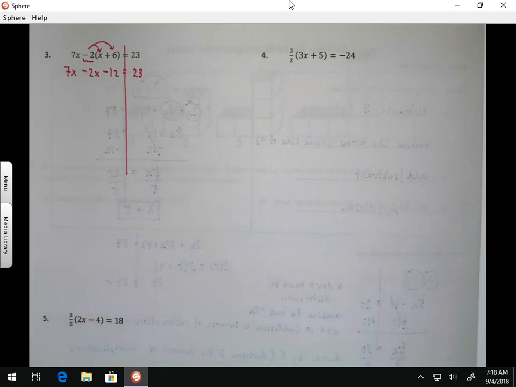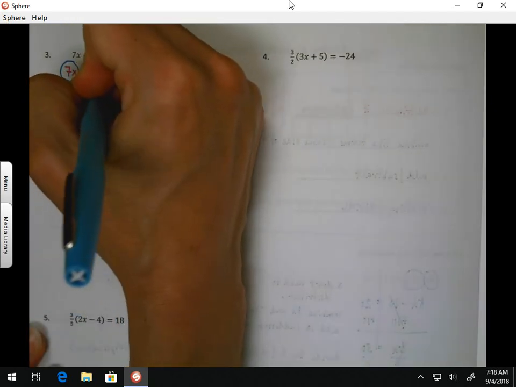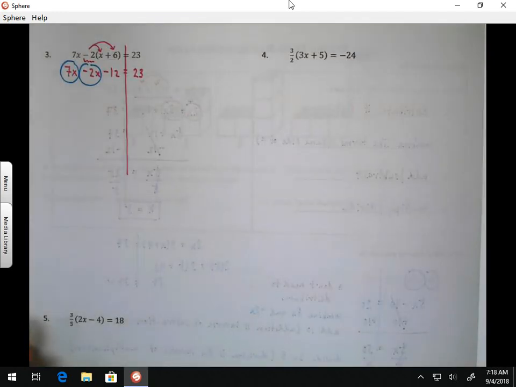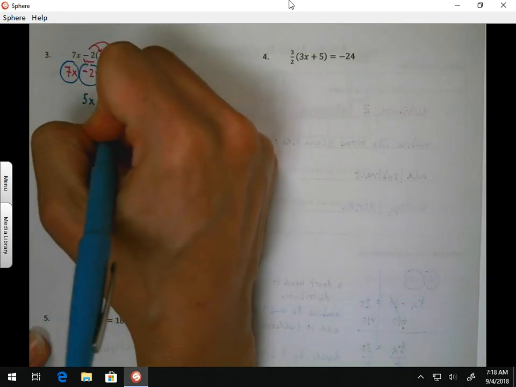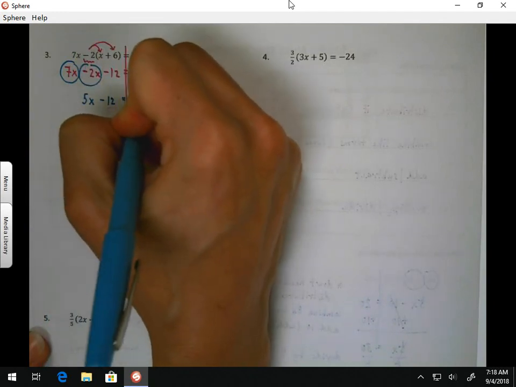Once we've distributed, we've removed those parentheses, then we can go ahead and look for like terms. So I see I have a positive 7x and a minus 2x. For some reason, these are all coming out to 5s. So 7 minus 2 gives me a positive 5x. I'm going to bring down my minus 12 and my 23.